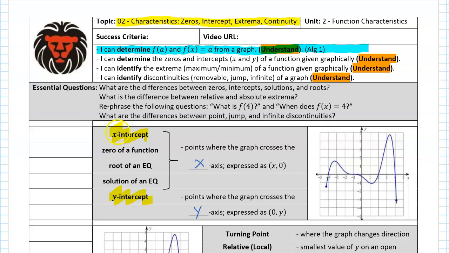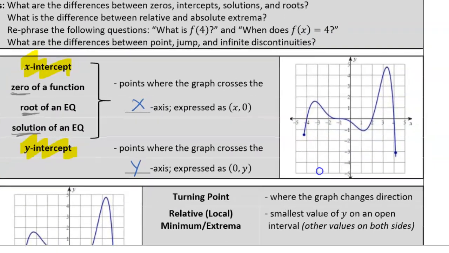Additionally, when we say x-intercept, these other terms, zero of a function, root of an equation, and solution of an equation, all mean the same thing. So we'll see as we continue through the year, if I ask you for the x-intercept, the next line I may say, what's the root? Asking you about the same thing. Okay, what do those look like on the graph? Let's go ahead and mark them up on our graph.